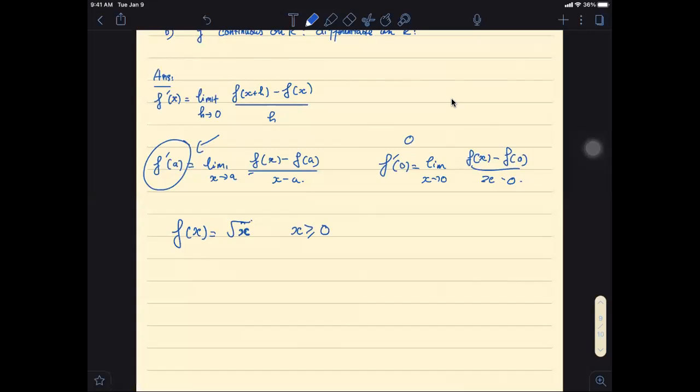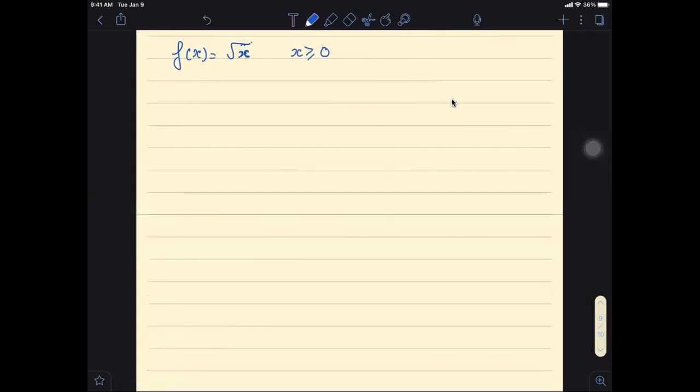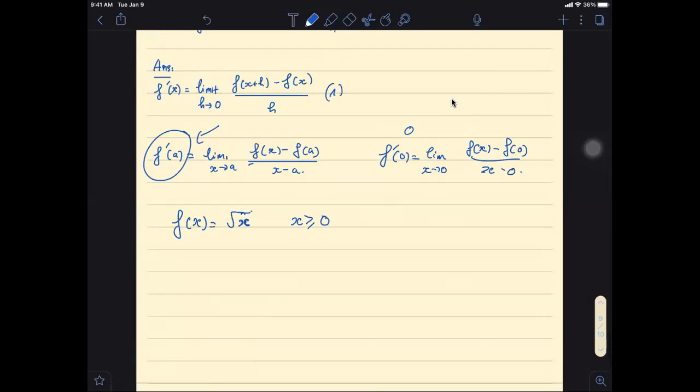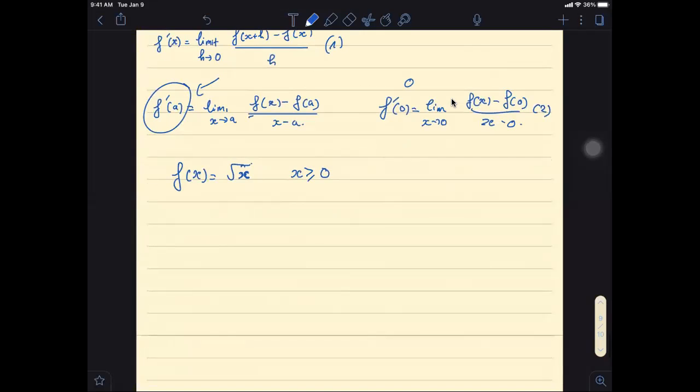So it's the square root of x. I think you would use the first one or the second one? The first one. Okay. So you're going to have the limit as h goes to 0 of f of x plus h minus f of x over h. This is f prime of x. This equals what?